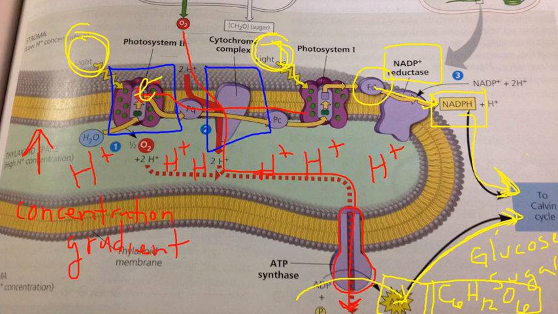Hopefully this overview has helped you gain a bigger picture, a bigger perspective on what exactly is happening inside of the thylakoid membrane with the ETC and where that energy is being stored ultimately.